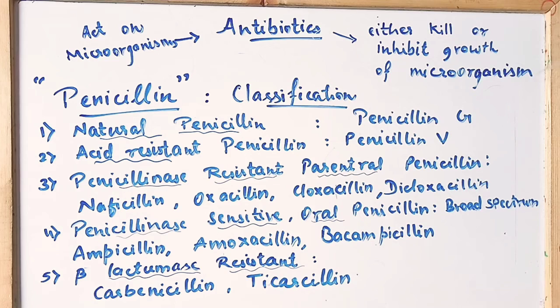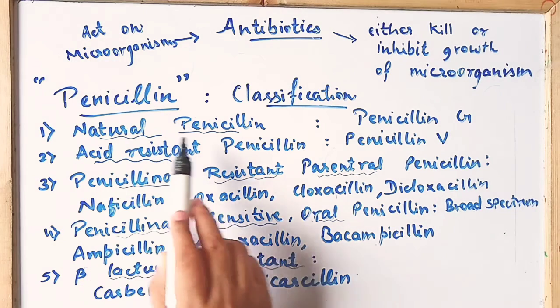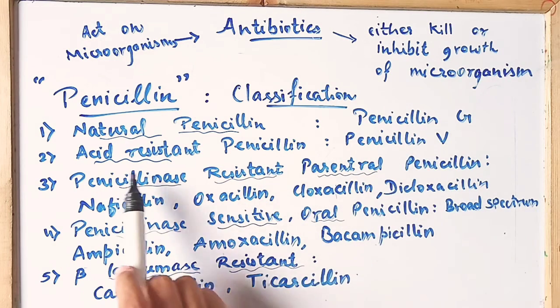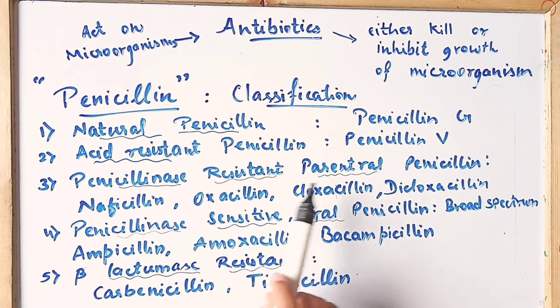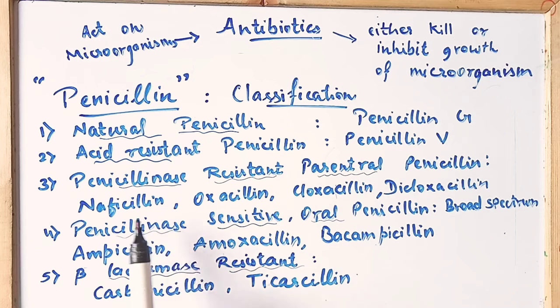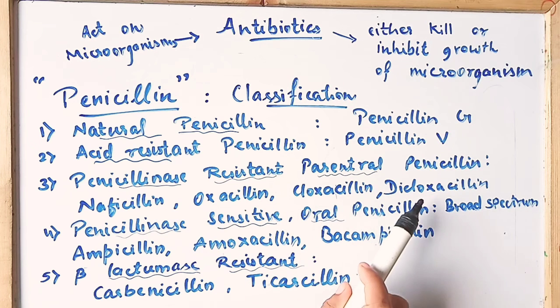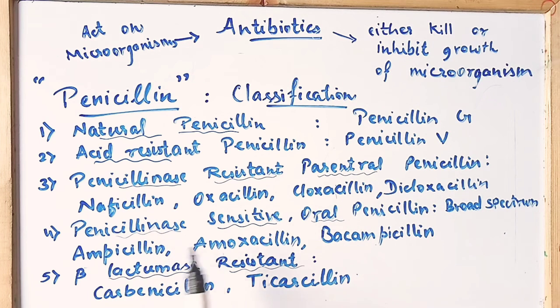So this is the classification of penicillin. Natural penicillin, penicillin G. Acid resistant penicillin, penicillin V. Penicillinase resistant parenteral penicillin, nafcillin, oxacillin, cloxacillin, dicloxacillin. Penicillinase sensitive broad spectrum oral penicillin, ampicillin, amoxicillin, bacampicillin. Beta lactamase resistant penicillin, carbenicillin, ticarcillin. So let's see the structures of these penicillins.